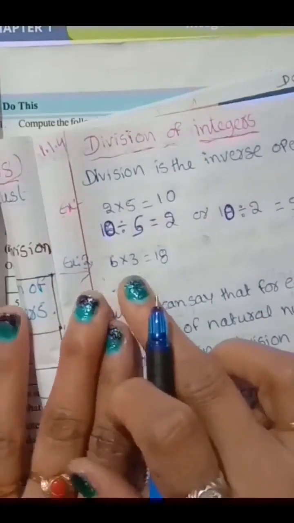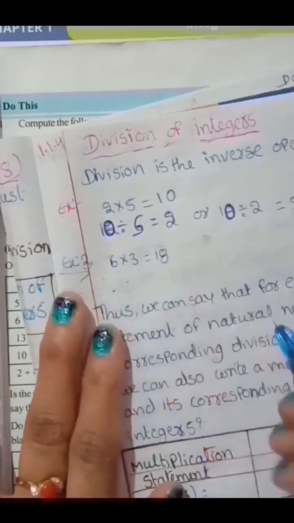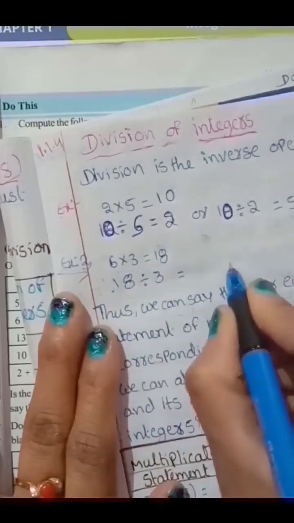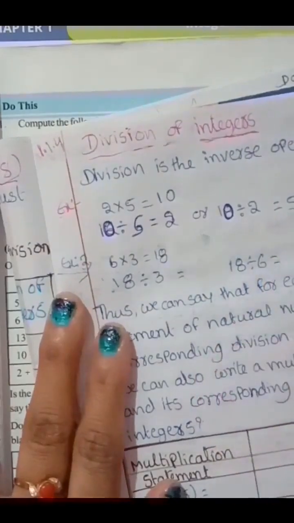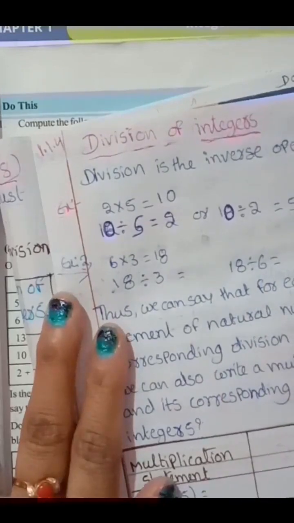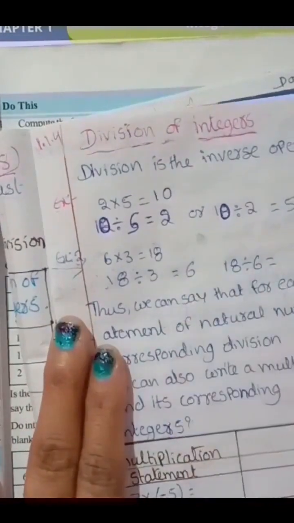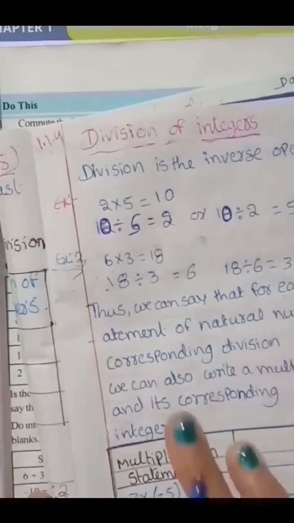Next, another example: this multiplication also has two corresponding division statements. 18 divided by 3 equals, and the other statement is 18 divided by 6 equals. 18 divided by 3: 3 sixes are 18, so the quotient is 6. 18 divided by 6: 6 threes are 18, so the quotient is 3. Are you okay, Gagan Sai?